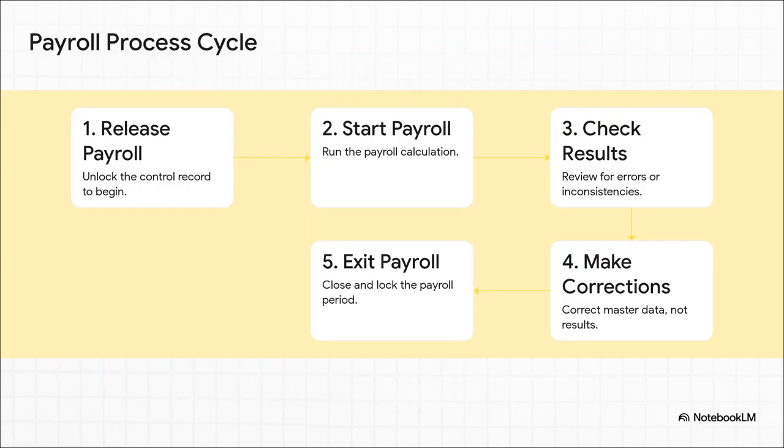The whole thing is this very controlled cycle. The payroll admin releases the lock, starts the run, and then they check the results very carefully. Now, if they find a mistake, they don't just change the final number. No way. They have to go back to the source, fix the typo in the info type, and then rerun the calculation. Once everything looks perfect, they exit the process and lock that payroll period for good.